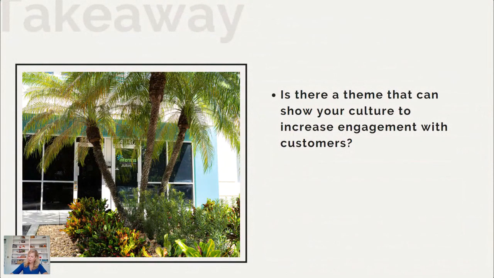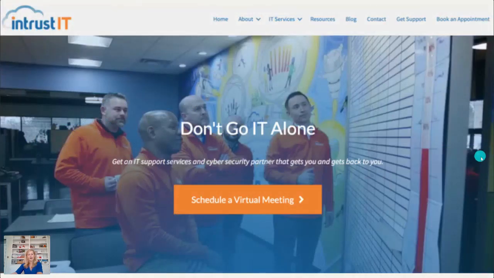So takeaway from this, is there a theme that you can show? You can show your culture. You can show your knowledge of the region, that you're in the same region as your ideal customers, and you can use that to increase engagement with your customers. So think about that. Example number 3, Interest IT in Cincinnati.